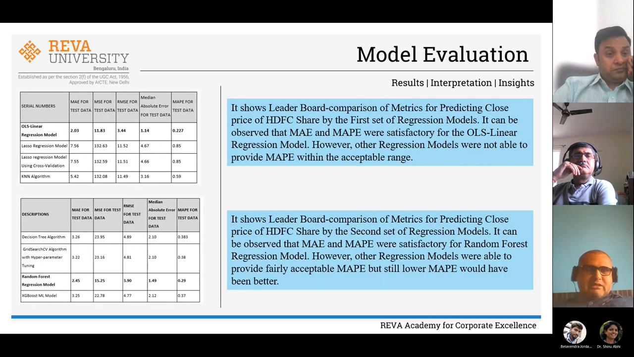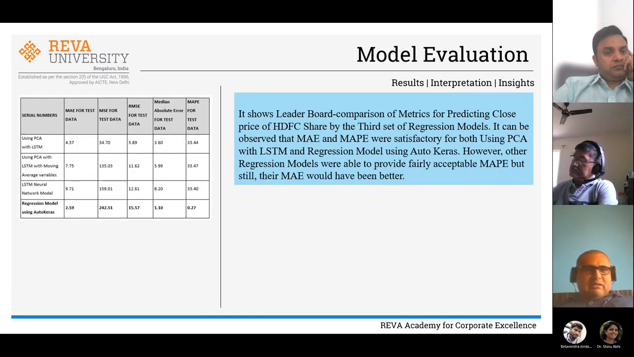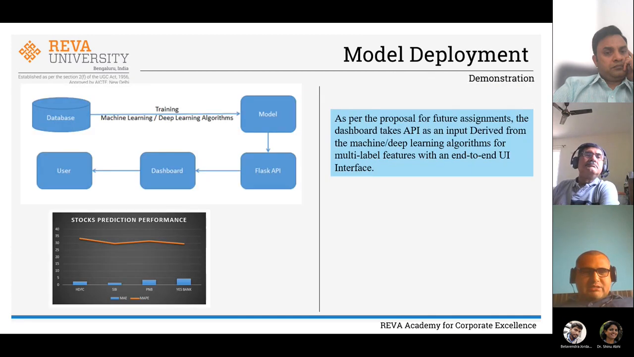Then we have some of the regression modeling techniques we used here, and we have taken MAPE and MAE as the metrics to finally evaluate the best model. The OLS linear regression model seems to be the best one, followed by random forest. Then we have done some other modeling here. The regression model using AutoKeras has also given quite good results.